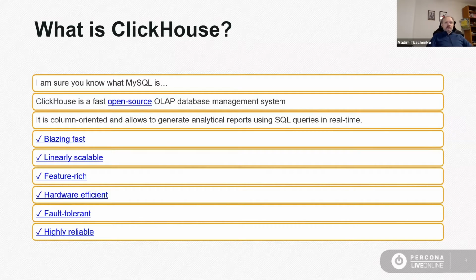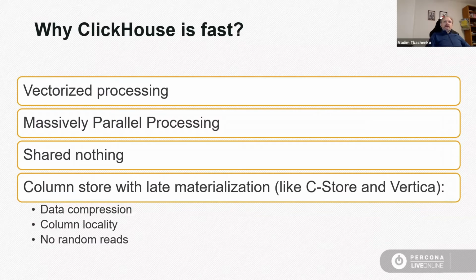And there is a checklist from the ClickHouse product page: fast, scalable, feature-rich, hardware optimized, highly available and fault tolerant. And real quick, into details why ClickHouse is fast. It utilizes vectorized processing on modern CPUs. It processes data in parallel, adopts shared nothing architecture, and it deploys column store methodology, pretty much like Vertica and other columnar databases, which allows it to achieve great data compression, columnar locality, and no random reads.